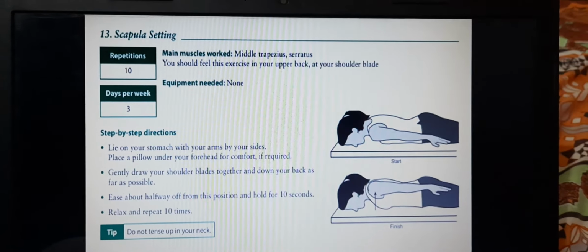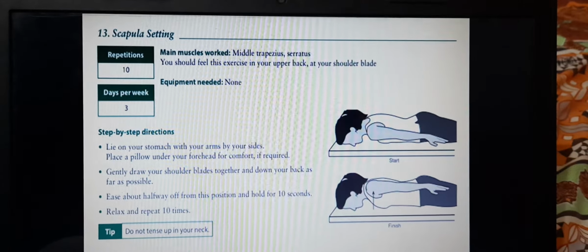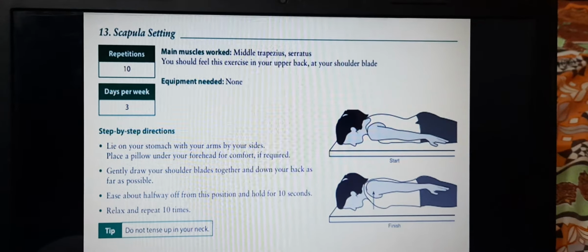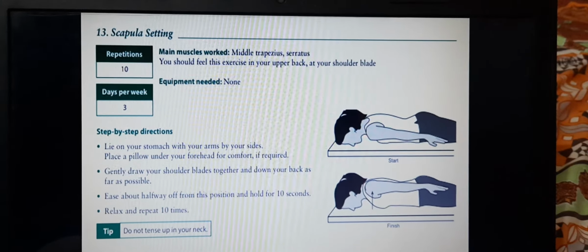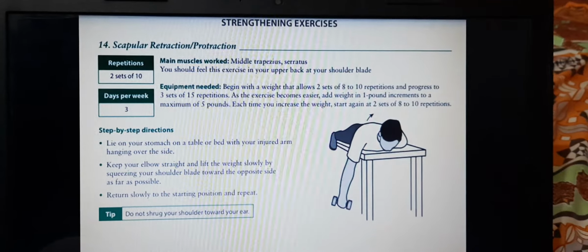Scapula setting. Repetitions 10, days per week 3. Main muscles involved: middle trapezius, serratus. You should feel this exercise in your upper back at your shoulder blade.